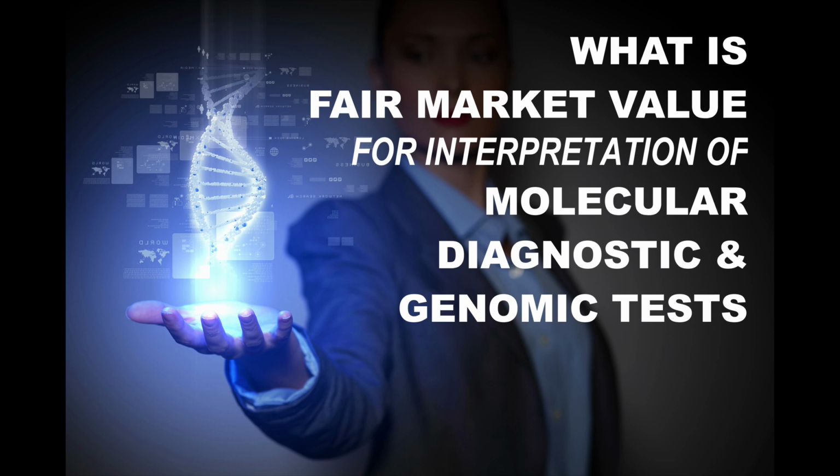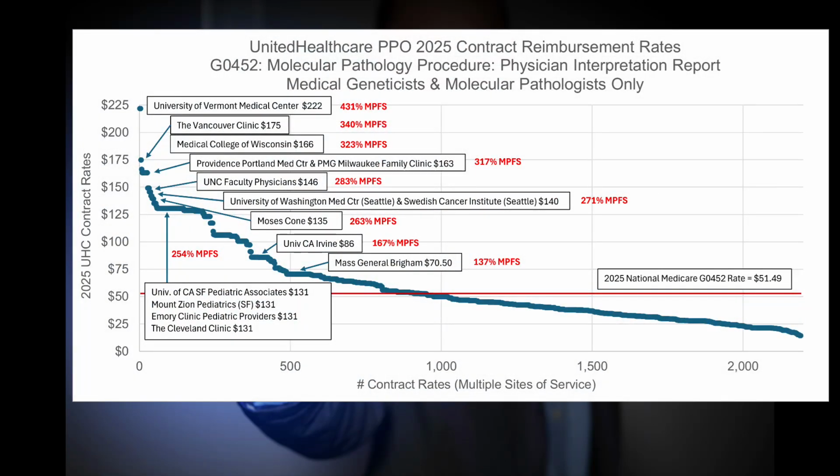Analysis of real commercial reimbursement rates for G0452 for medical geneticists and molecular pathologists has revealed a wide range of rates. Review of reimbursement rates in United Healthcare's national PPO health plan reveals that United's median national rate for G0452 is less than Medicare's national rate. Despite this, many large employers of medical geneticists and molecular pathologists have negotiated much higher reimbursement rates than Medicare for G0452 in United Healthcare's PPO health plan.